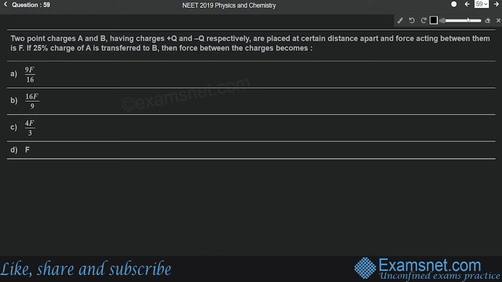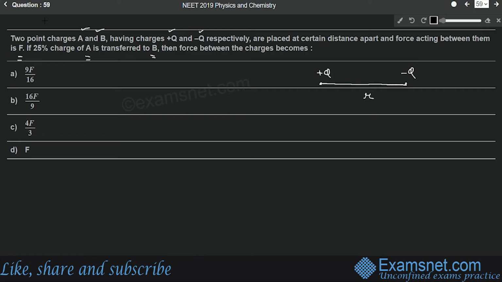Question number 59 is from the chapter Electric Charges and Fields, and the question is: two point charges A and B having charges plus Q and minus Q respectively are placed at a certain distance apart and the force acting between them is capital F. If 25% of the charge of A is transferred to B, then the force between the charges becomes, okay. So we have two charges, one is plus Q and the other is minus Q. They are separated by a certain distance, suppose small r.